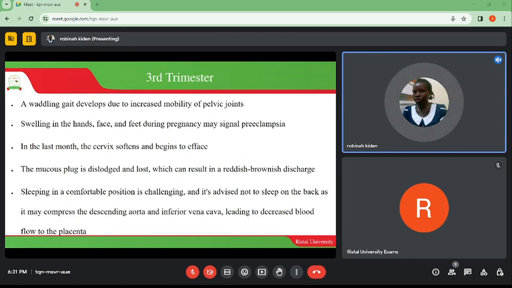So in the last month, the cervix opens and the cervix softens and begins to efface. So the cervix starts to be taken up. It starts thinning. That is what we mean by effacement. The mucus plug is dislodged and lost, which can result in a reddish brownish discharge. And this discharge is the one that we will refer to as show.